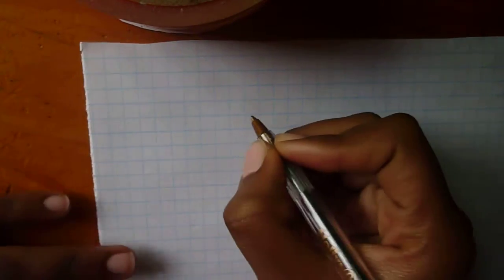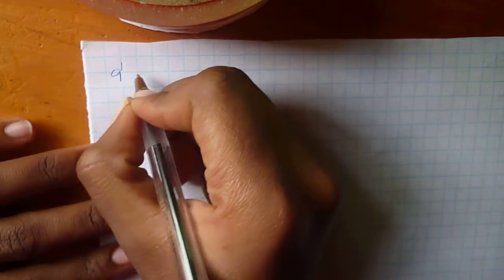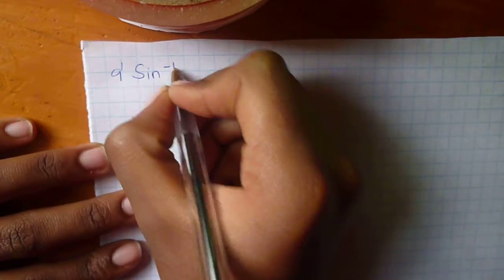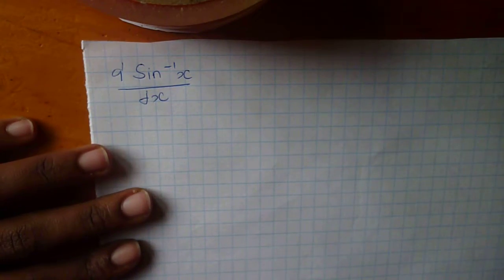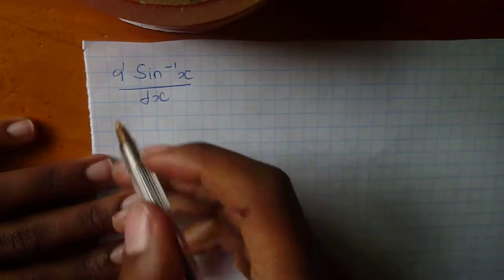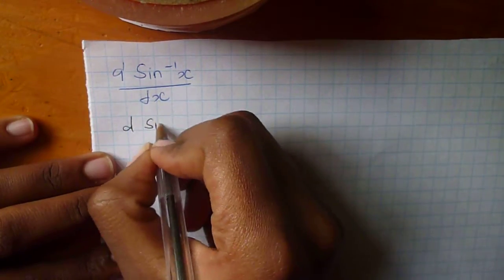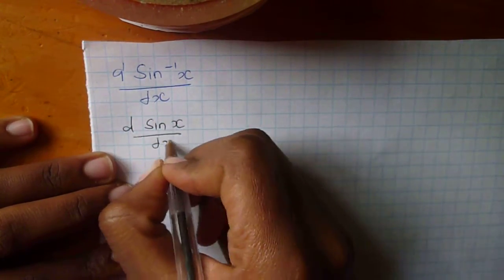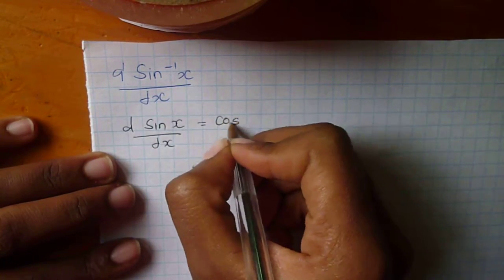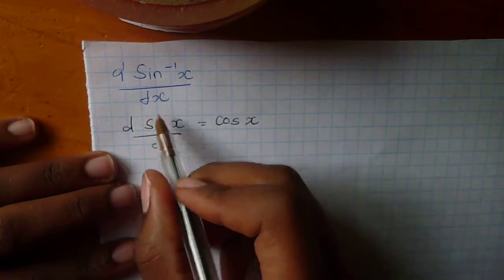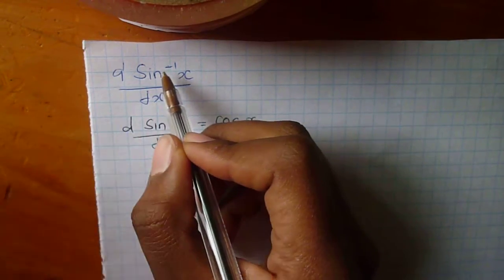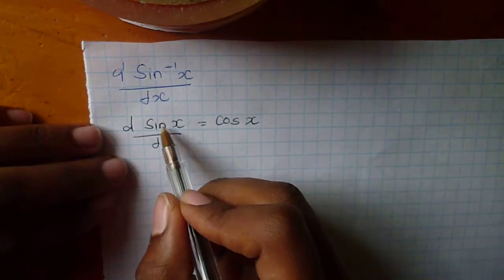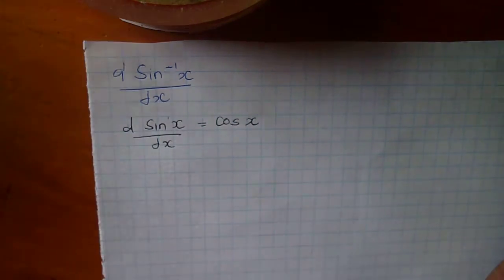Hi guys, I am going to show you how to get the derivative of sine inverse x with respect to dx. So when you have such a scenario, it's not the same as the derivative of sine x over dx, which we know is cos x. The difference between these two functions is that this one has been raised to -1, while this one has just been raised to a power of 1.